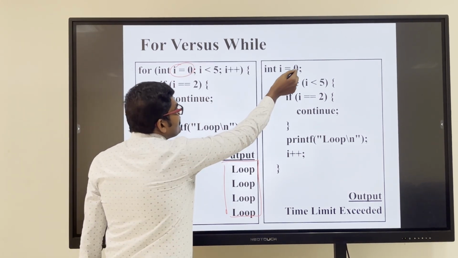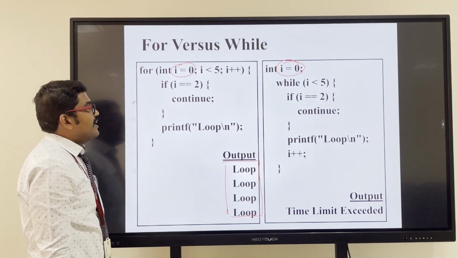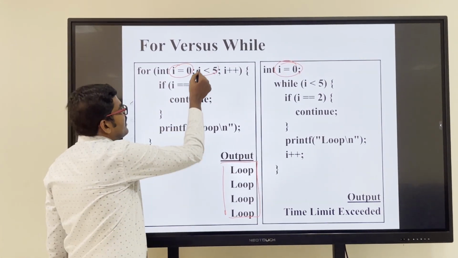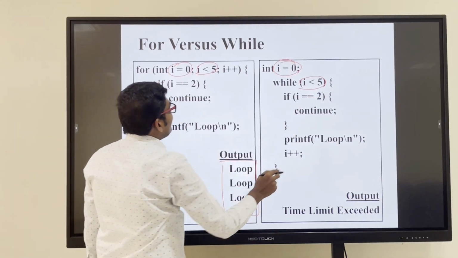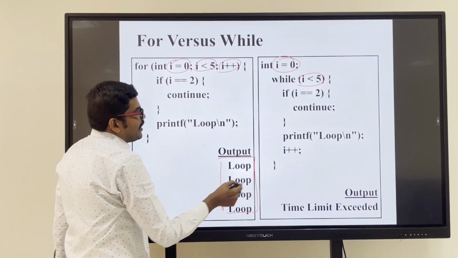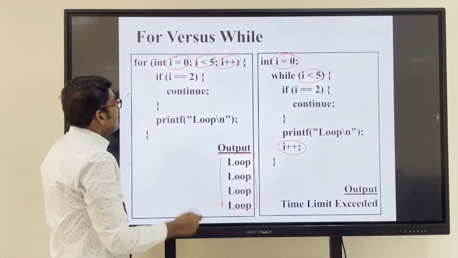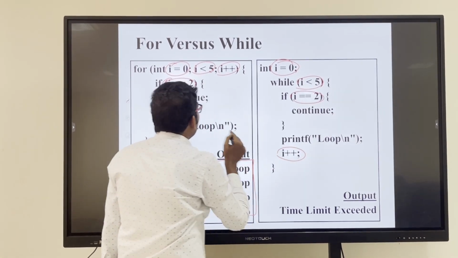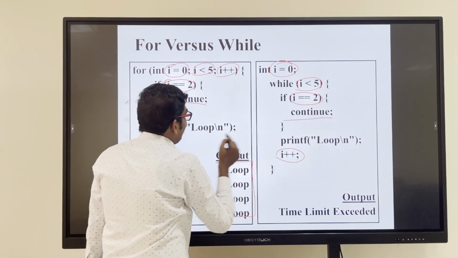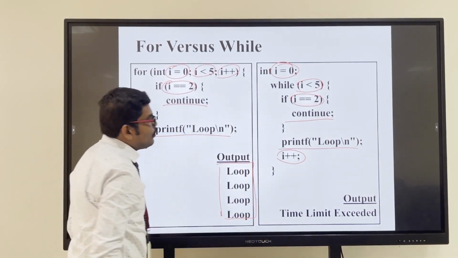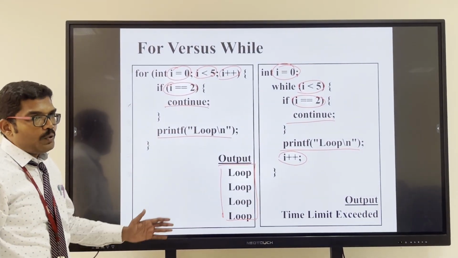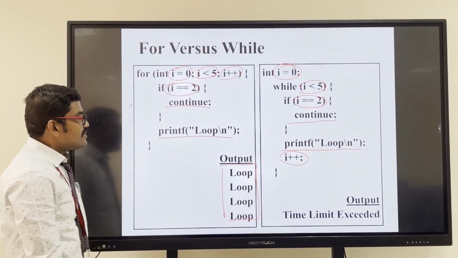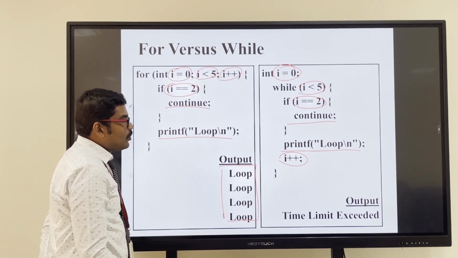initialization i equal to 0, here also initialization i equal to 0; here the condition i less than 5, same i less than 5; increment, here also the same increment. Then the condition is i equal to 2, here also i equal to 2, continue, print loop. Everything is the same, yes or no? But even though, if you run this, you will get two kinds of outputs.